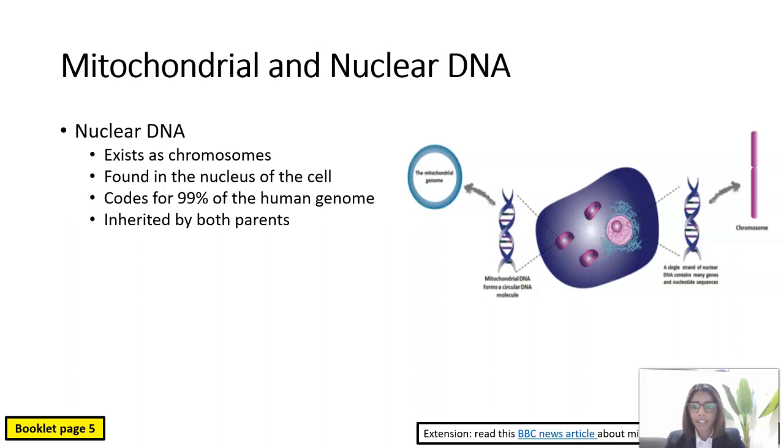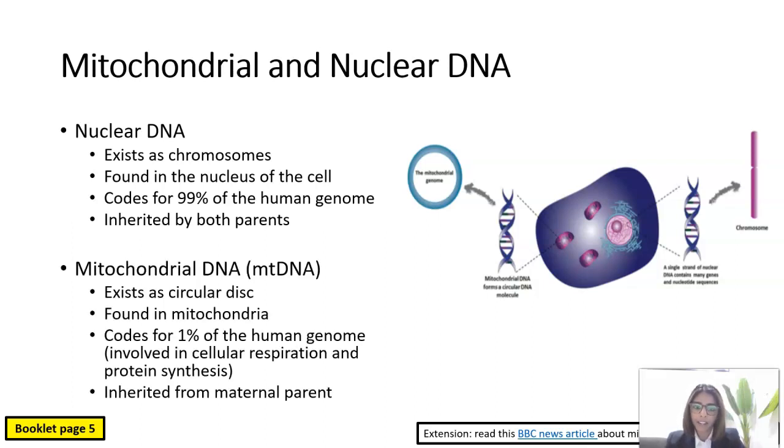So nuclear DNA exists as chromosomes, and it's found inside the nucleus of eukaryotic human cells, and it codes for pretty much all of our key human genome. So that's about 99% of all our genetic code, and it's inherited from both our parents. So that's our genetic maternal and paternal parents.